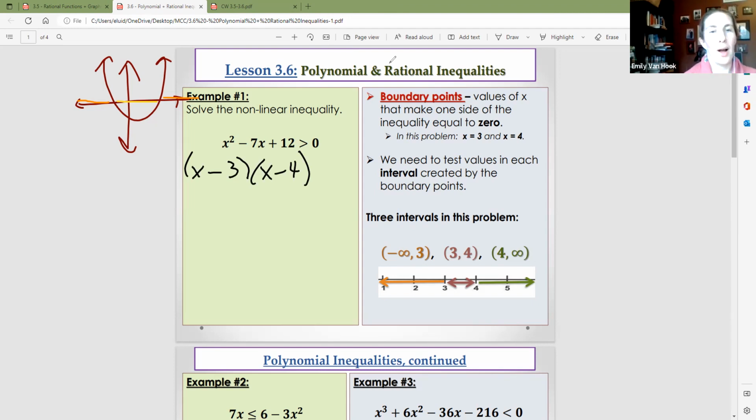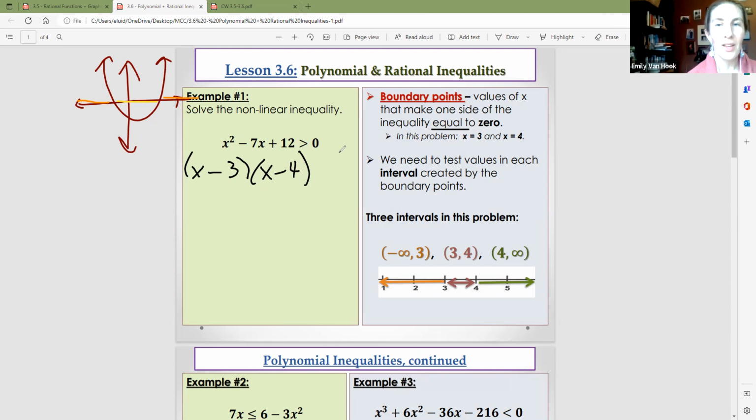And even though the original problem has it greater than 0, what we're going to be doing is setting each of those factors equal to 0, and that will create these separate intervals. So over on the right side of your notes, you can see a summary of what's happening. The boundary points are the values of x that make one side of the inequality equal to 0. We want to figure out which intervals are actually greater than 0. So there are two parts we need to do.